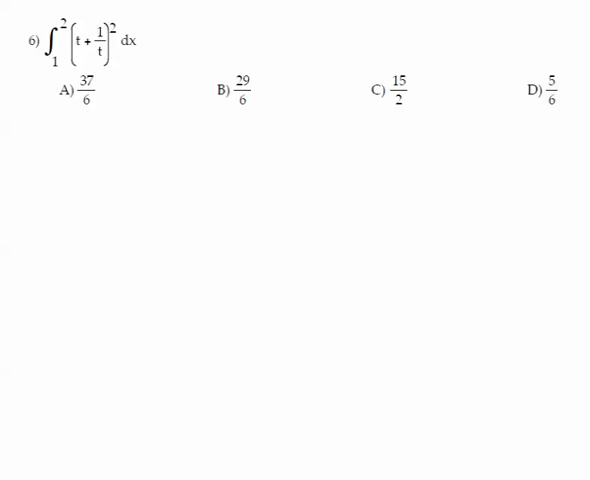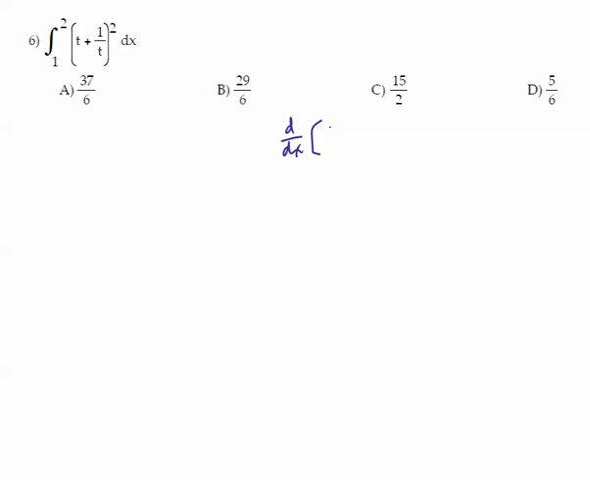Now with problem number 6, we have an integral that definitely has function composition. We have t plus 1 over t, quantity to the second power. So there's definitely function composition there, but we can't use u substitution for it because the derivative of the inside, which would be 1 minus 1 over t squared, doesn't show up on the outside. So I'm going to quickly go through this example again.